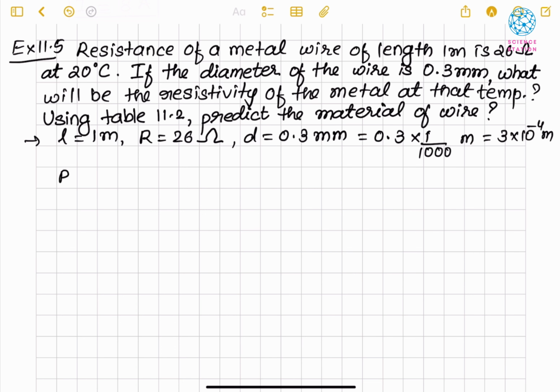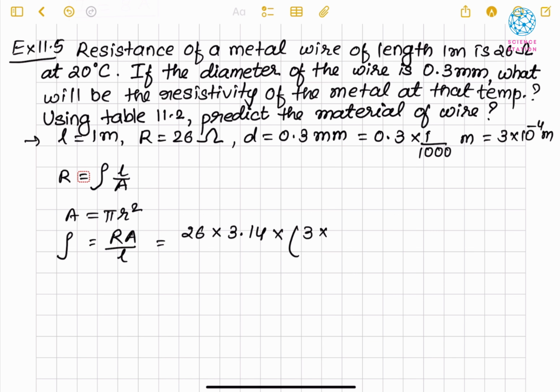Now the formula of resistance is R equal to resistivity into L upon A. Here A equal to pi r square. So resistivity equal to RA upon L. In place of R I am writing 26, then pi I am taking as 3.14, into r, which is 3 into 10 raised to minus 4 upon 2, whole square.